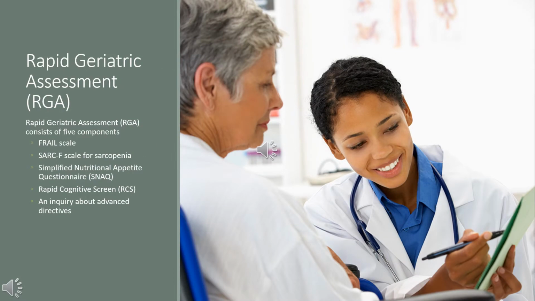The Rapid Geriatric Assessment is free for healthcare professionals to use and distribute. It consists of 5 components: the Frail Scale to assess for frailty, the SARC-F Scale to assess for sarcopenia, the Simplified Nutritional Appetite Questionnaire or SNAQ to assess for malnutrition, the Rapid Cognitive Screen to assess for cognitive impairment, as well as an inquiry about advanced directives.